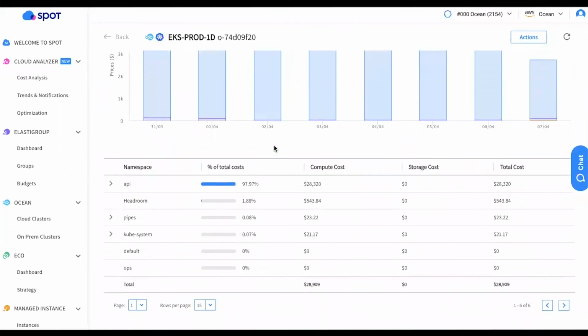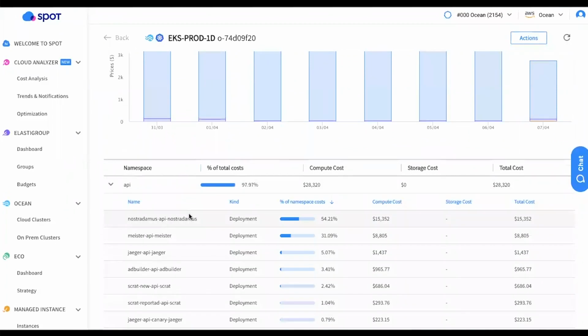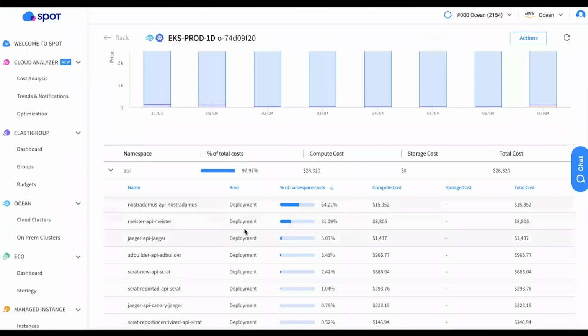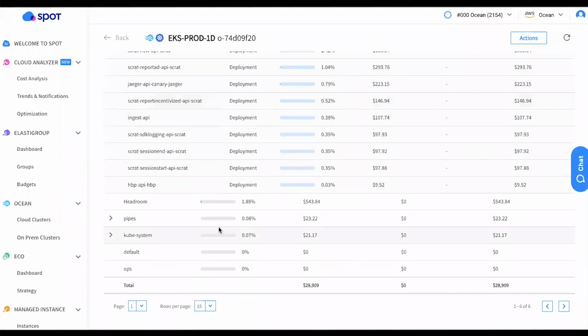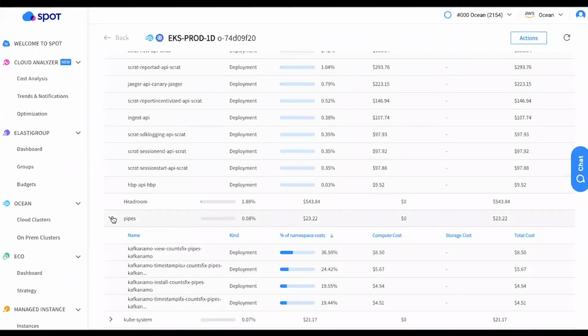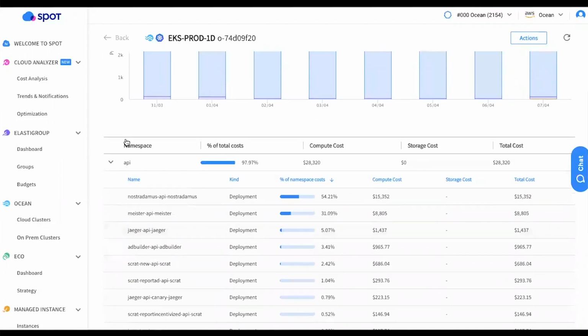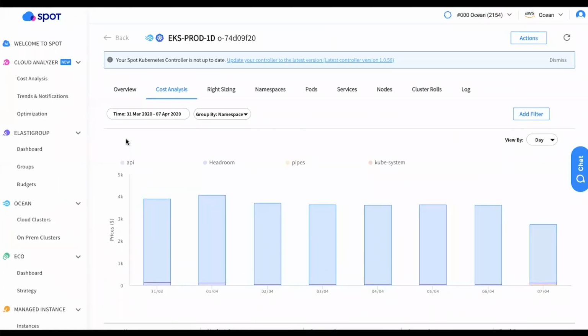You'll see down below, I can just open up the namespaces and see each and every one. What type of object is it? A deployment. Most of these are deployments, but again, it's giving you a very cloud native way of looking at your spend for Kubernetes or other containerized workloads.